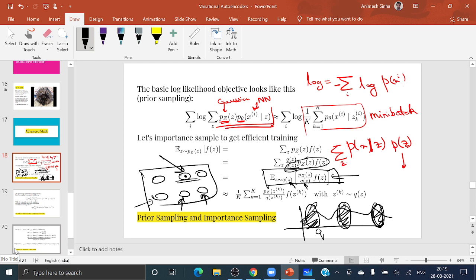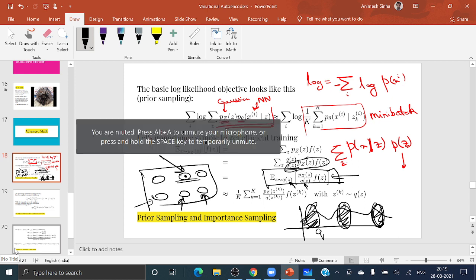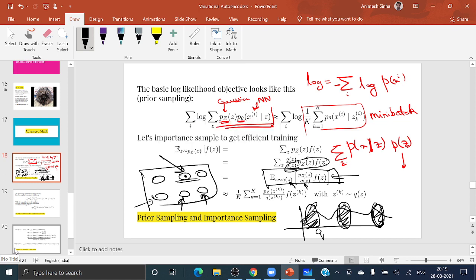So P of Z multiplied by P of xi given Z, parameterized by theta, which is a network. And this sum gives me the probability that this generated image belongs to my original distribution. So our goal is to maximize this probability, and that's the loss function.